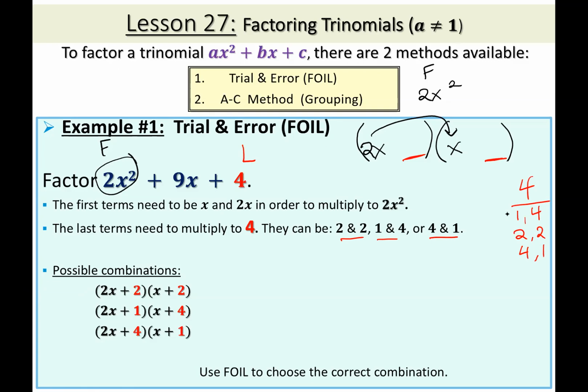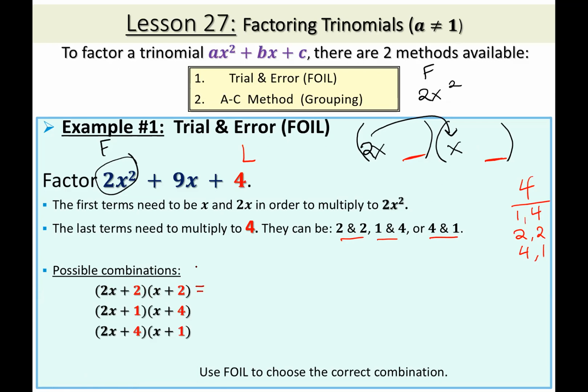So here comes the trial part, or the guessing part, I guess. And then we're going to check and see if we get any errors. If we get an error, we'll try again. All right, so here are our possible combinations. We're filling in these blanks with these different possibilities. Okay, so in no particular order, our first possible combination is right here. We have the 2x and the x in those first spots, and then here in red, we have the +2 and the +2. How will we know if we got it? Well, let's check using FOIL.